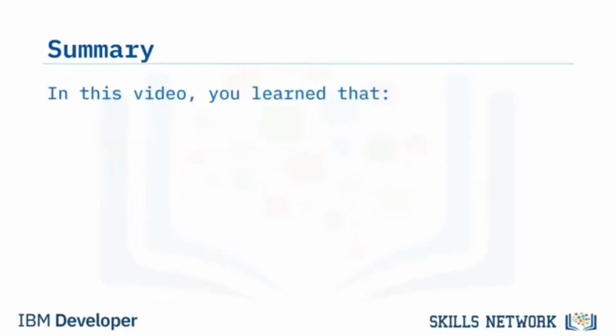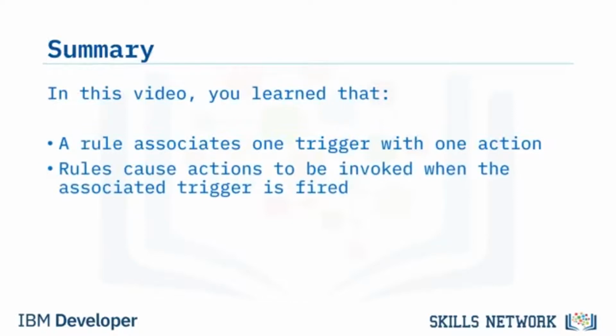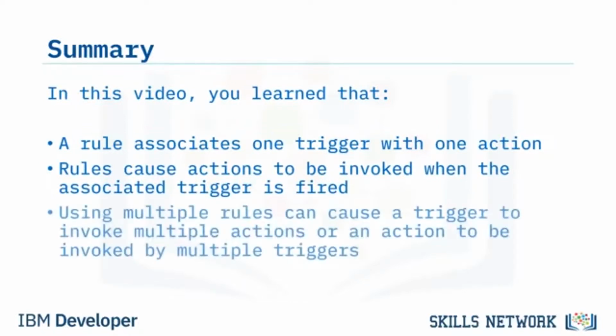In this video, you learned that a rule associates one trigger with one action. Rules cause actions to be invoked when the associated trigger is fired. Using multiple rules can cause a trigger to invoke multiple actions or an action to be invoked by multiple triggers.